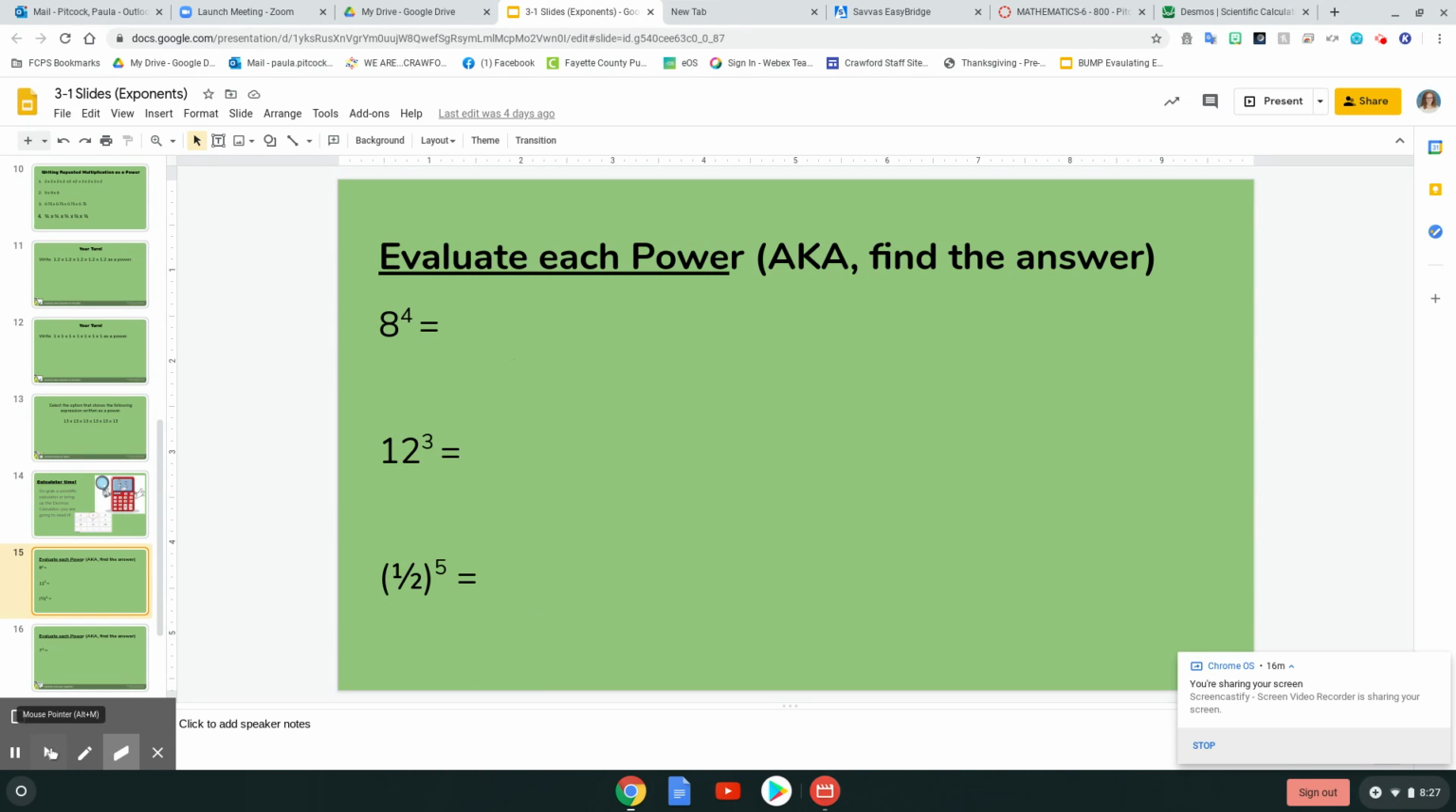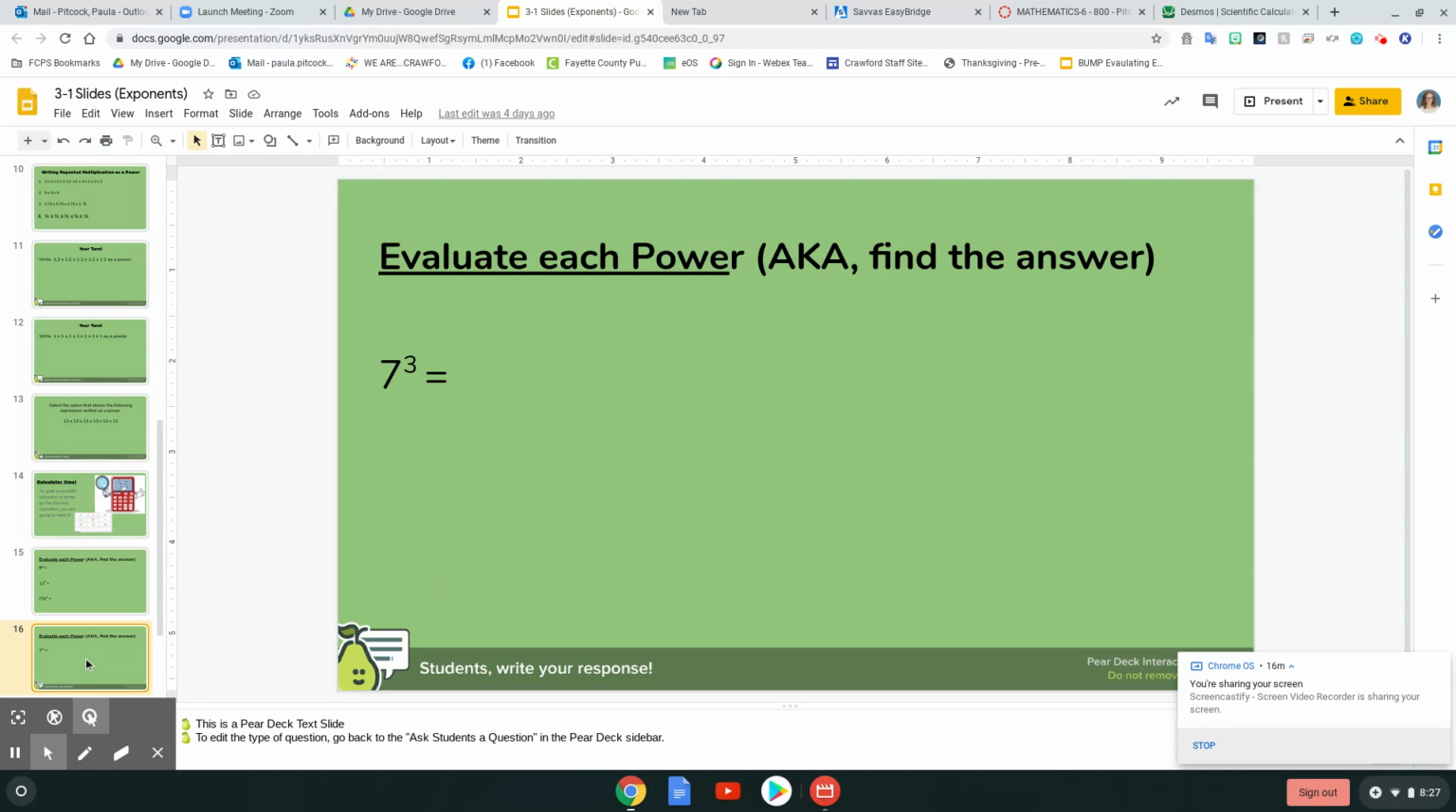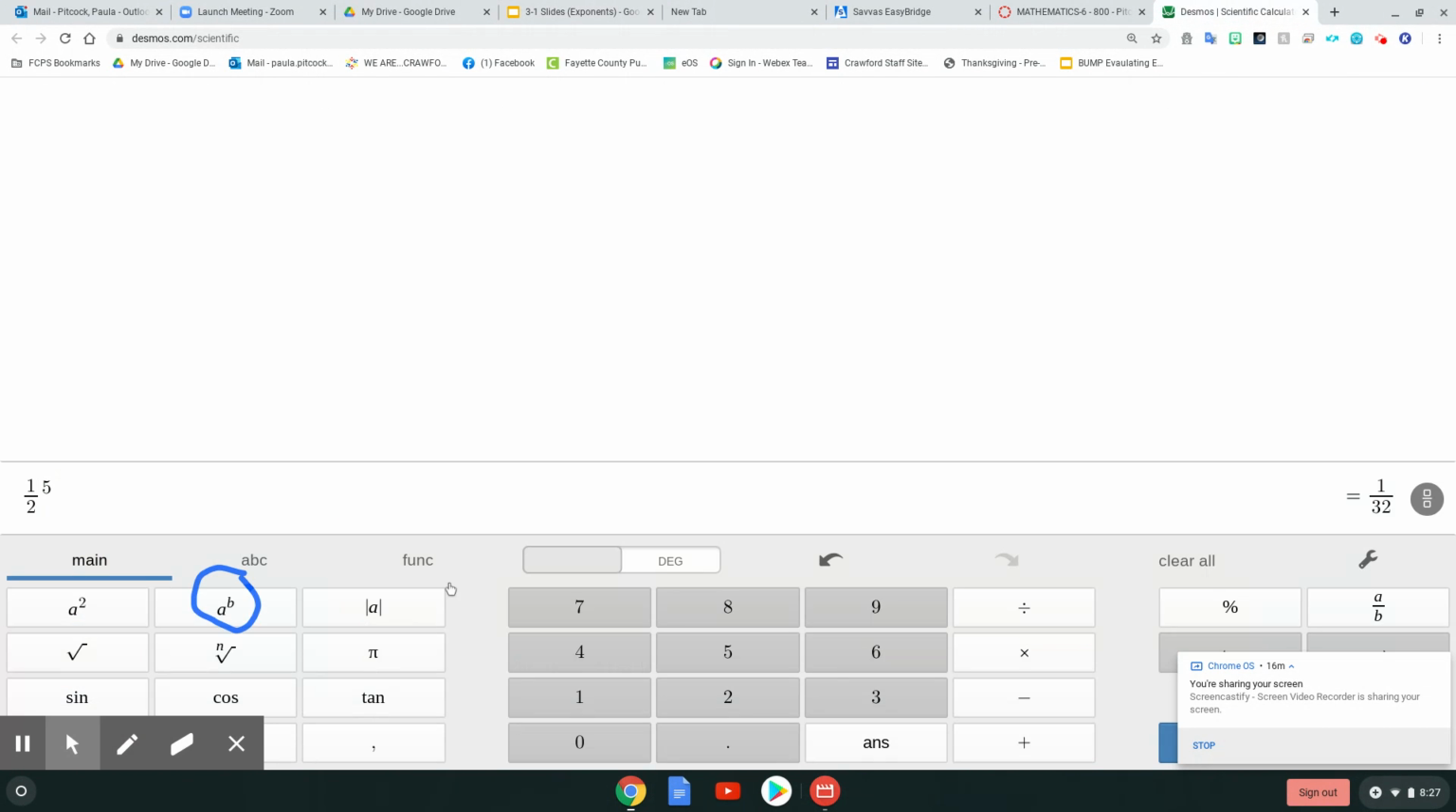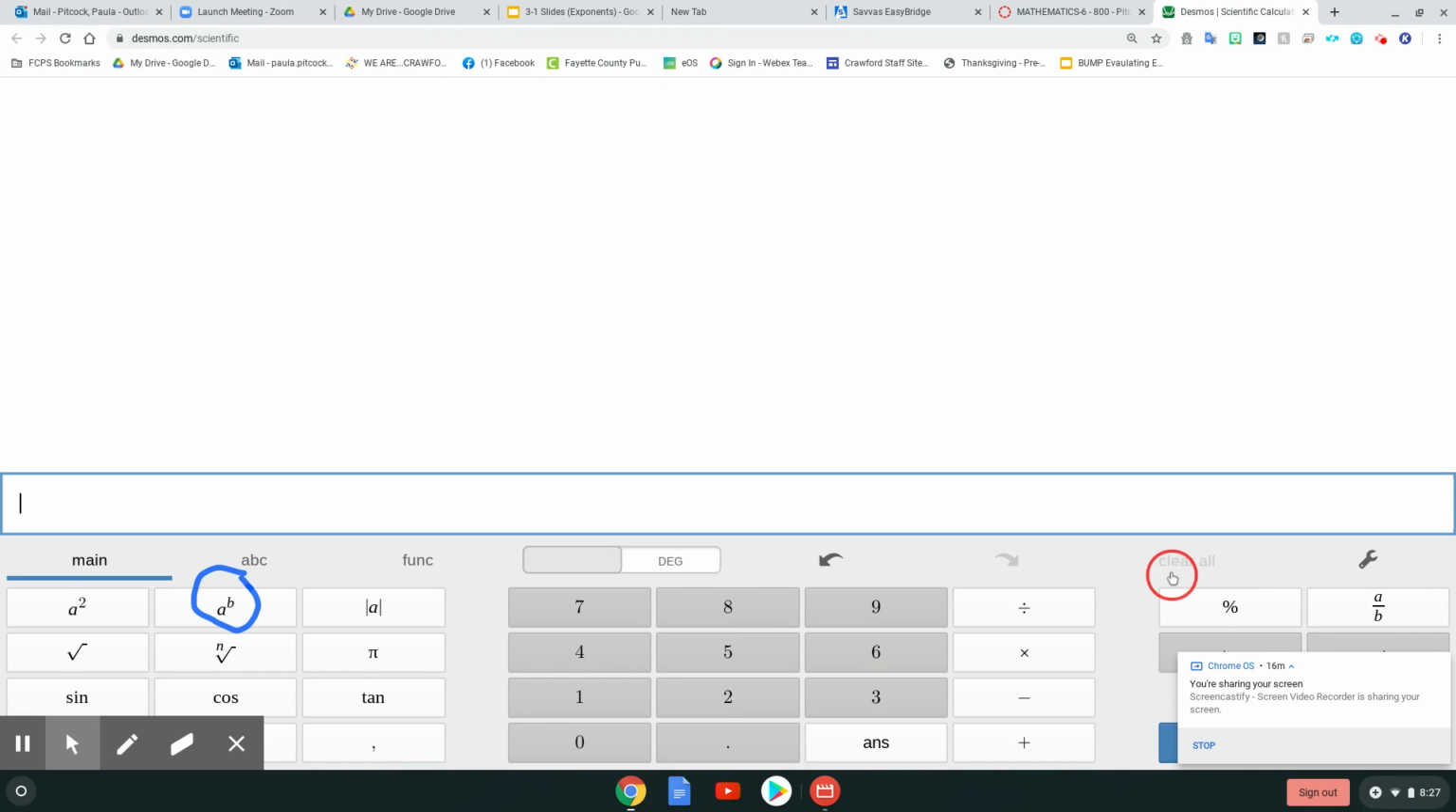Okay, next one. I want you to evaluate this one, 7 to the power of 3. So pause it, get a calculator, and figure it out. 7 to the power of 3. On a calculator I would do 7 to the power of 3. And it gave me 343. That's what you should have gotten.